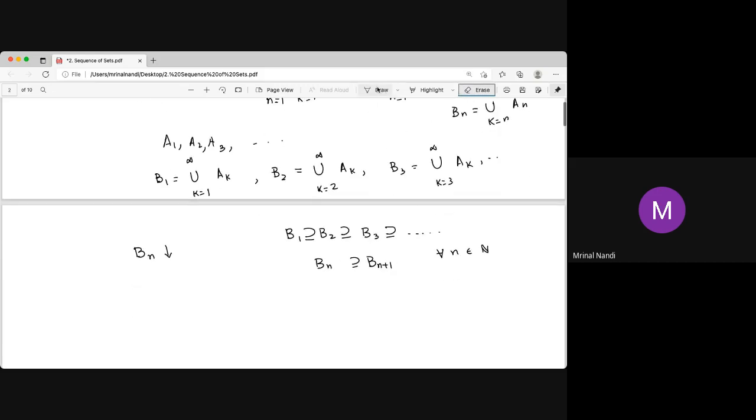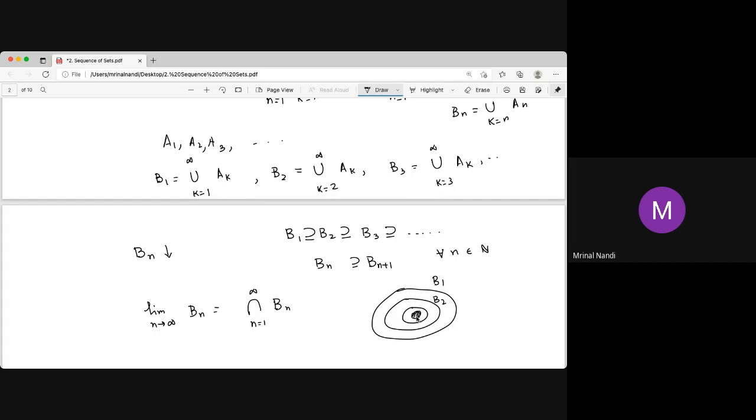Now what do we define as the limit? If it is a decreasing sequence, the limit of Bn as n tends to infinity is defined as the intersection over all n equal to 1 to infinity of Bn. This is the definition of the limit for a decreasing sequence. What is the Venn diagram? This is B1, then B2, decreasing subsets, and the intersection of all these sets is the limit.